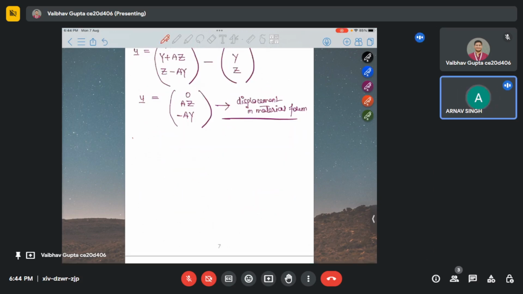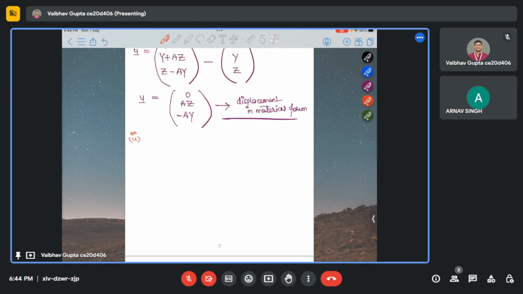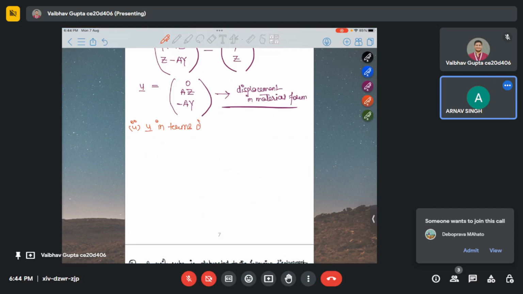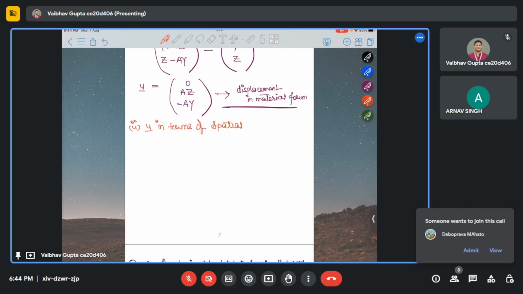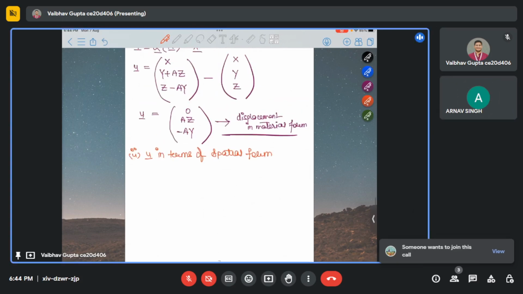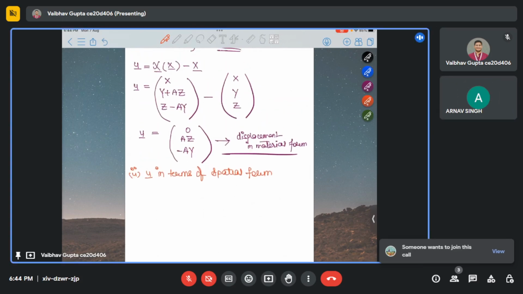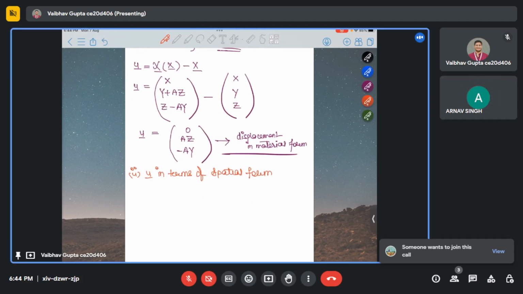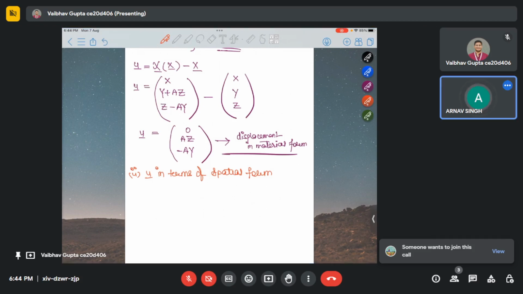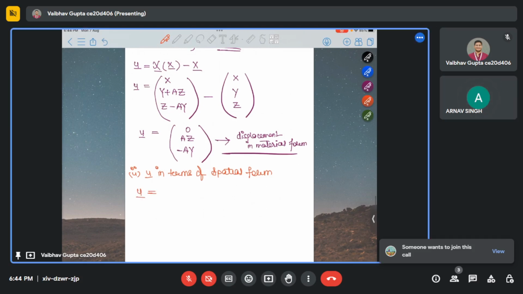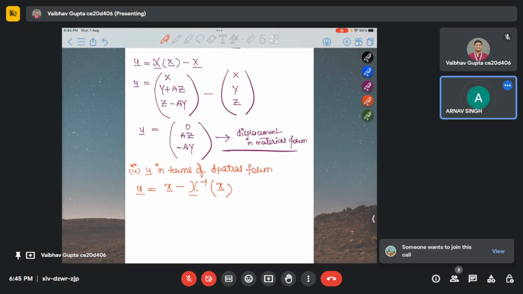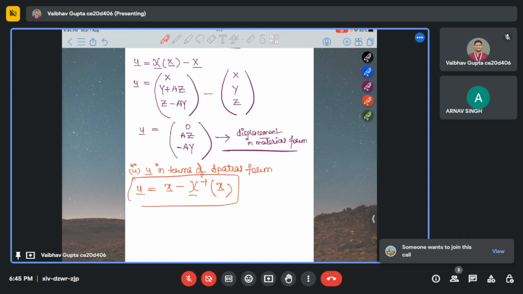Now the second part in this question: U in terms of spatial form. Now in material form, we converted the small x vector to capital X vector. So now in spatial form, what we have to do? You have to convert the capital X vector to a small x vector. Since this deformation field is a one-to-one function, we can take an inverse of this, and we can represent our displacement vector like this.